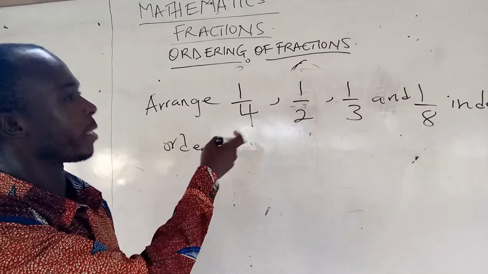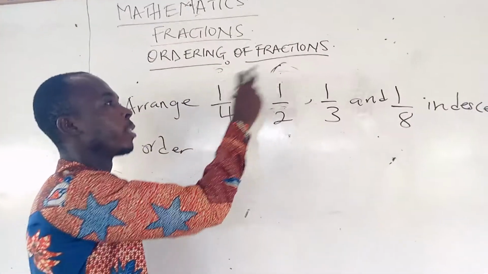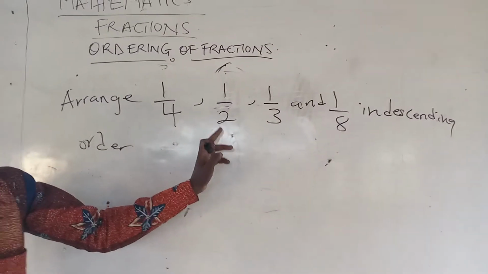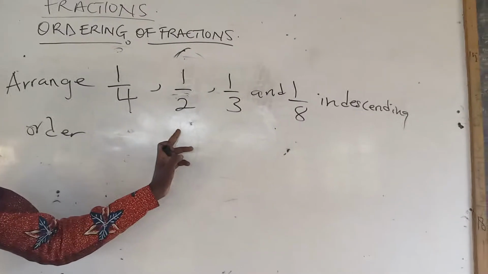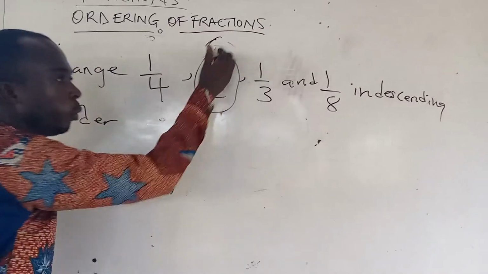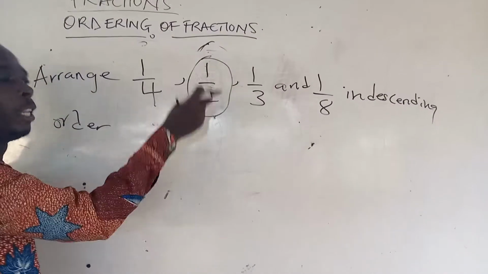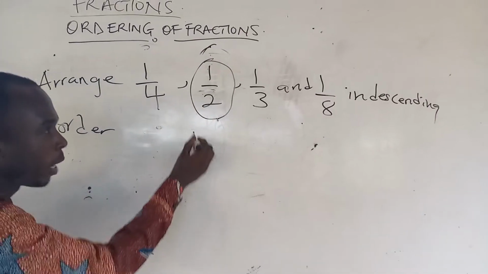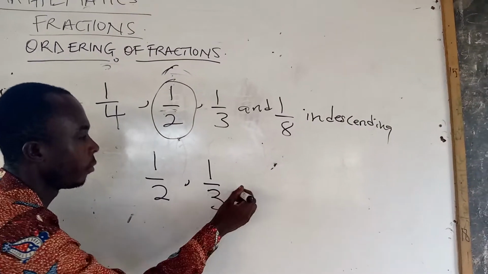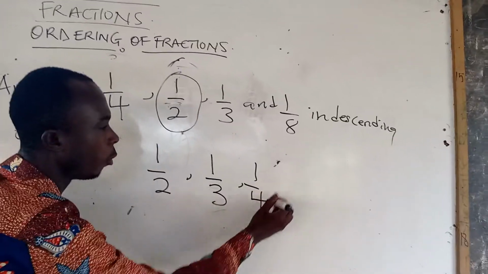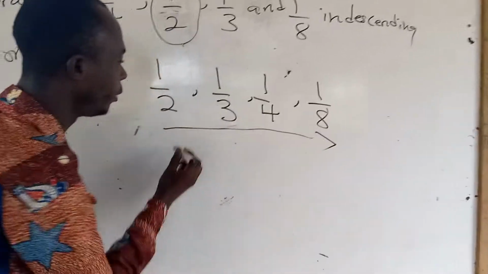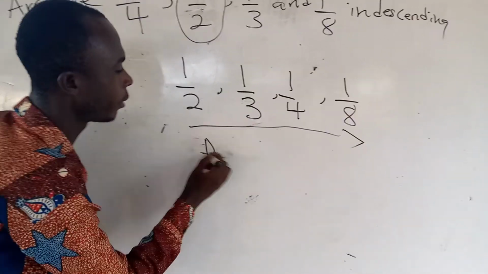And to arrange this in descending order, always when given same numerators, the one with the least denominator is always the greatest fraction. So we start from 1/2 because this one is the least denominator. So 1/2. We move on to 1/3, 1/4, and 1/8. So I have arranged this in descending order.